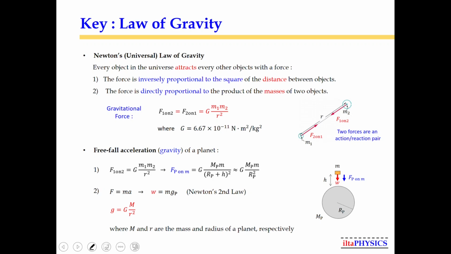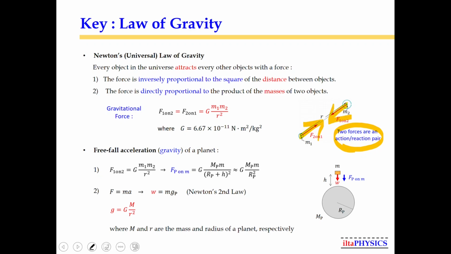Newton's law of gravity states that an attractive force acts between all objects that exist in the universe. This force is inversely proportional to the square of the distance between the two objects and directly proportional to the product of their masses. Also, these two forces act as an action-reaction pair, meaning they have the same magnitude but point in opposite directions.